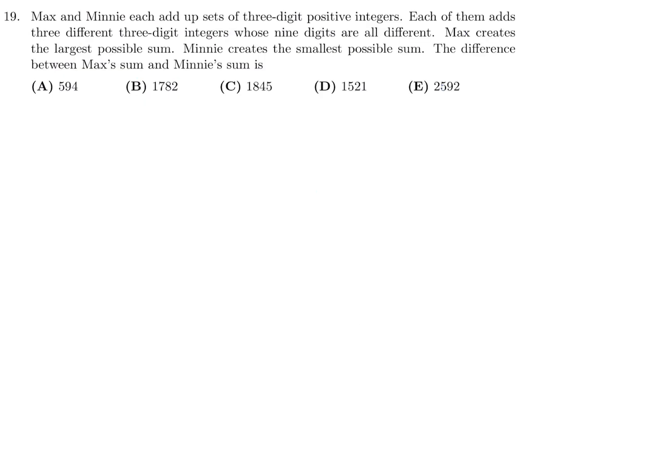Max and Minnie each add up sets of 3-digit positive integers. Each of them adds 3 different 3-digit integers whose 9 digits are all different. Max creates the largest possible sum. Minnie creates the smallest possible sum. The difference between Max's sum and Minnie's sum is... All right, so Max and Minnie.